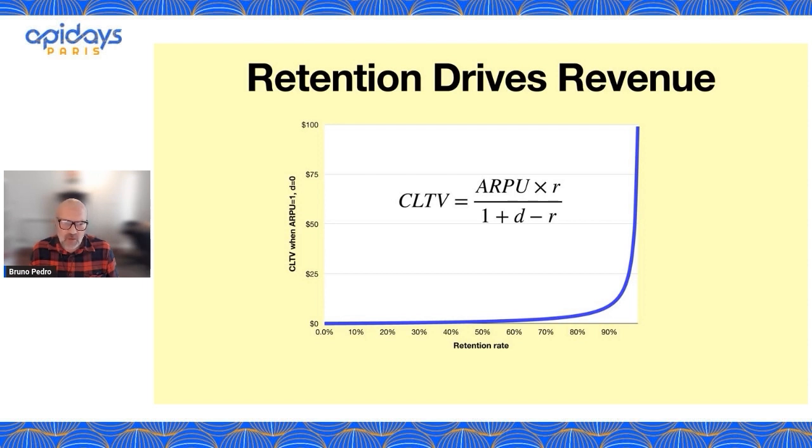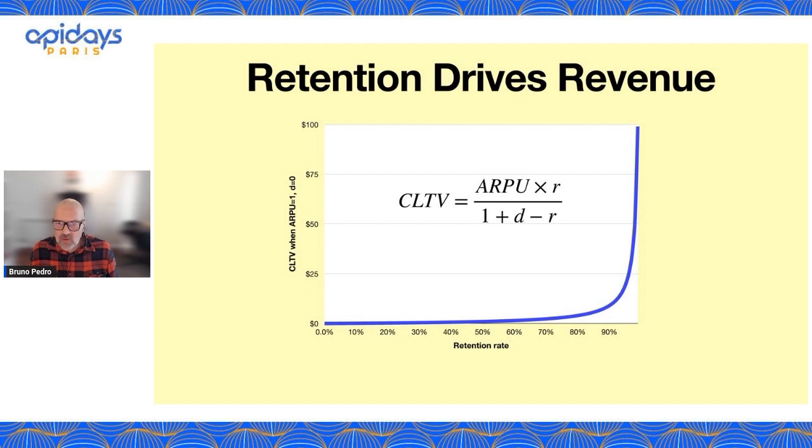So CLTV, the customer lifetime value, can be calculated by using this formula where ARPU is the average revenue per user, R is the retention, and D is a discount factor usually associated to inflation. Right, so we're going to assume here a discount factor of 0. Let's assume there's no interest rates or inflation in place, and let's assume an ARPU of 1 to make things simple.